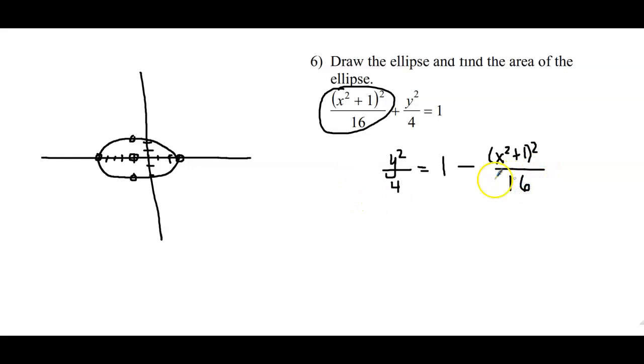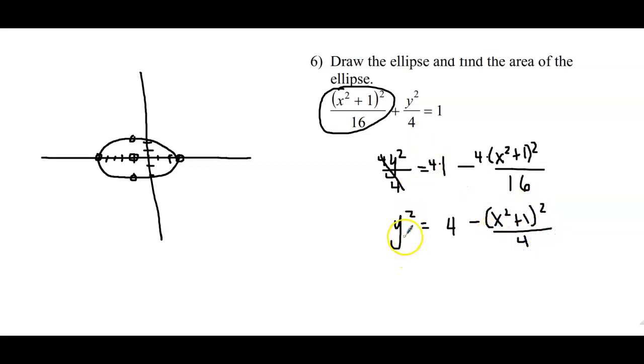And then I would multiply everything by 4. So times 4 here, times 4 here, times 4 here. That way I can get rid of this 4 over here. So the y squared is now by itself. And that leaves me with 4 minus, and then 4 over 16 here reduces. We end up with this whole thing being over 4 now.